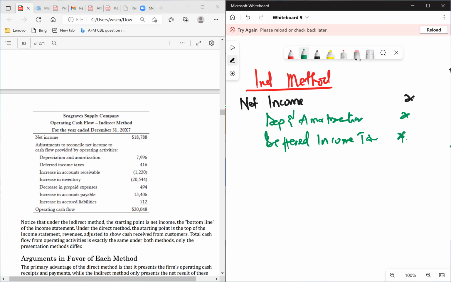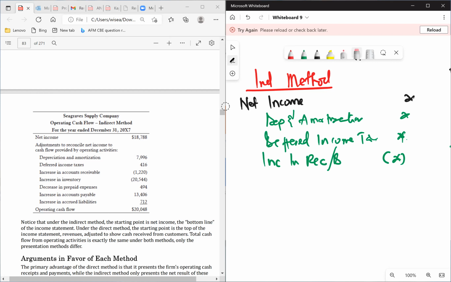Then increase in receivable will be subtracted. Why will increase in receivable be subtracted? Increase in receivable means the company is being owed more by customers. That means customers bought on credit, but they have not brought their cash. So increase in receivable means more cash is tied up. So you reduce your cash flow by that increase in receivable. So increase in receivable will reduce your cash, but decrease will what? Increase your cash.